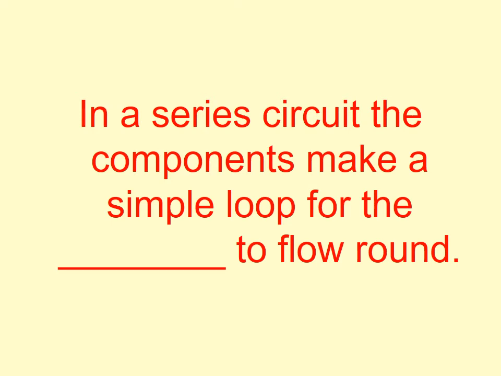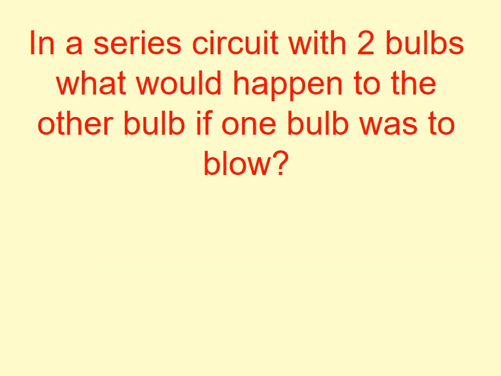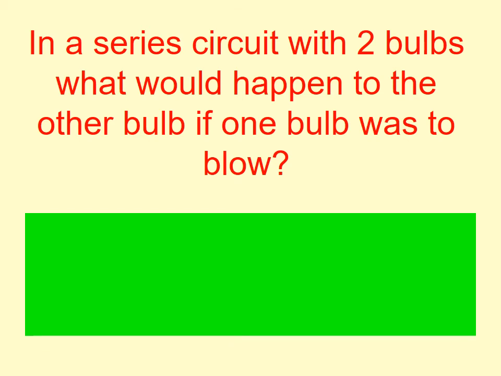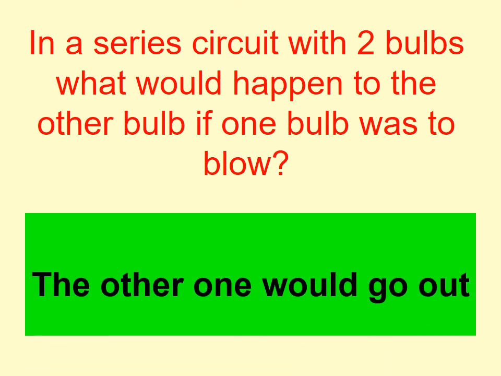Now what is it that flows round? The current. In a series circuit with 2 bulbs, what would happen to the other bulb if one bulb was to blow and therefore would have a break in the circuit? Well, the other bulb will go out because we've broken the circuit.